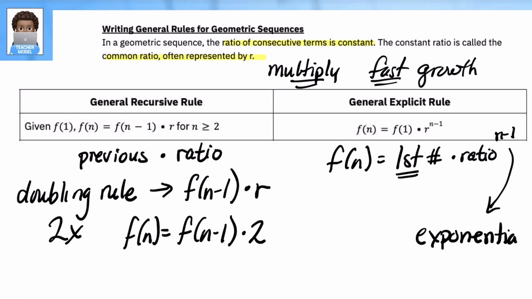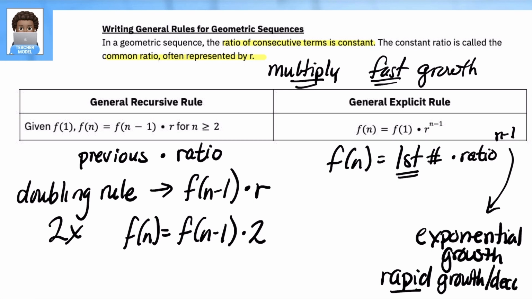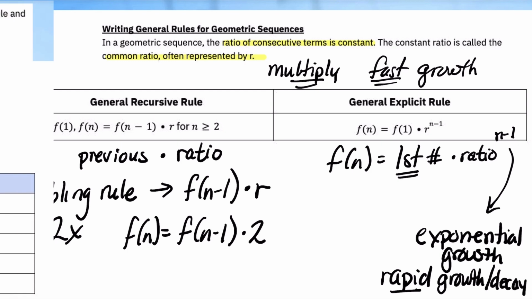Exponential growth, which is very fast. It is rapid growth or decay. Okay, and why is that happening? That's happening because instead of repeated addition, here we have repeated multiplication.